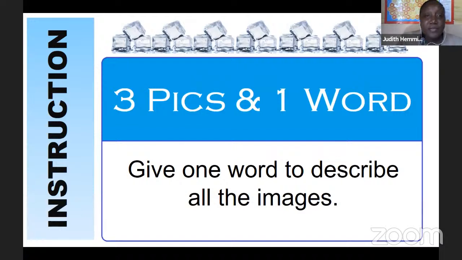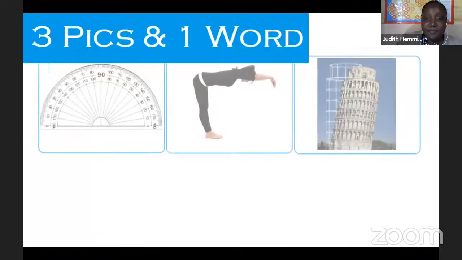Before we begin our activities for the afternoon, we are going to be looking at a little fun activity, and we welcome you to participate. It's called Three Pics, One Word. We'll be giving you three images, and we want you to think of one word that could be used to describe all three pictures that you're looking at. So this is the first one. Let's go.